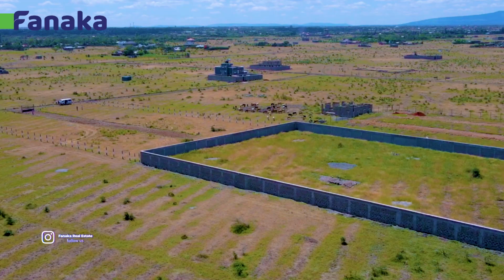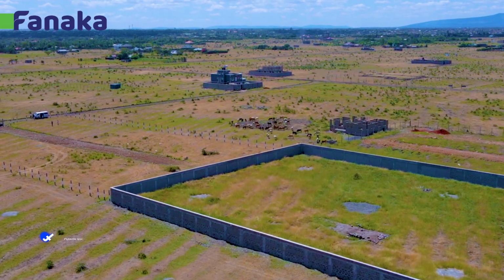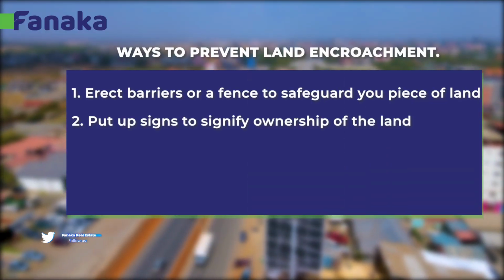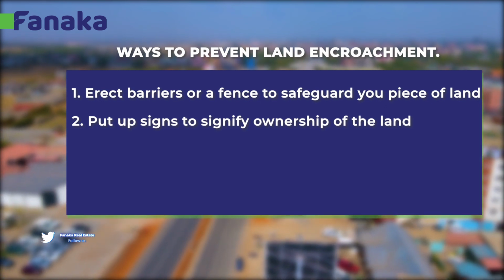One of the ways is to secure your property by erecting barriers or even a fence. This will prevent squatters or even trespassers from using or accessing your property. Secondly, you can put up signs. These signs will show that this property is already under the ownership of someone and no one can access it.